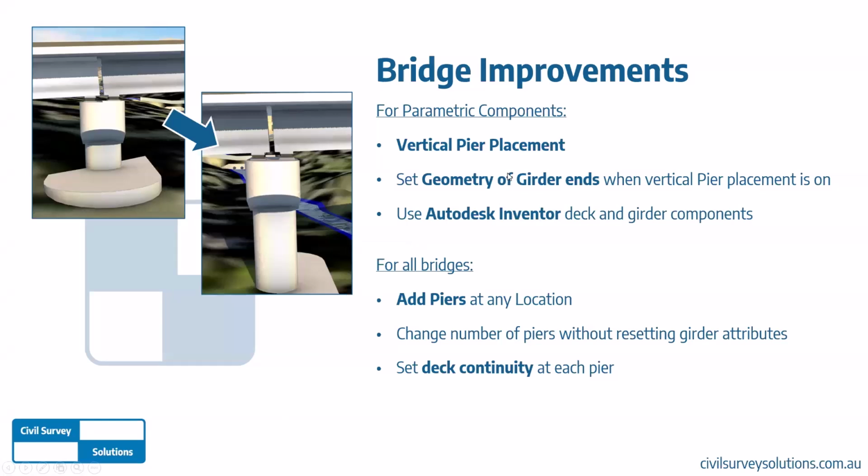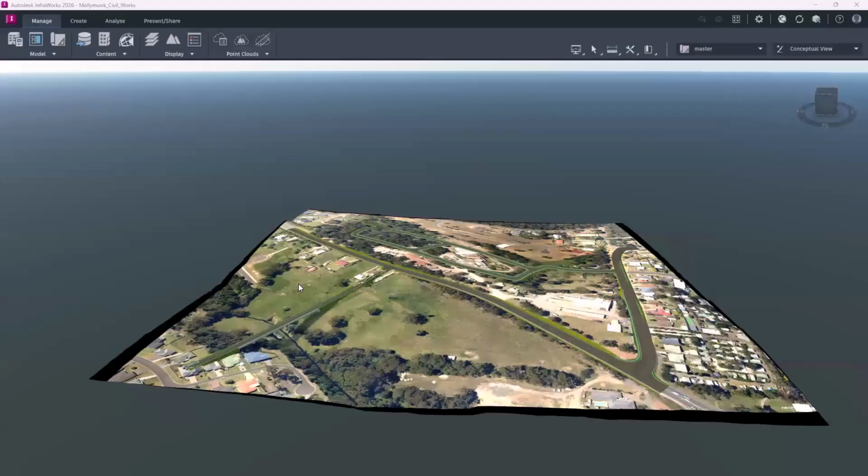So those updates are relevant for parametric components, but there are a couple of changes for all bridges. My favorite one is that you can now add piers in any locations. And when you do add more piers, you don't reset the girder attributes. And the last one is that you can set deck continuity at each pier rather than having to set it for the whole thing. So let's jump over into InfraWorks.